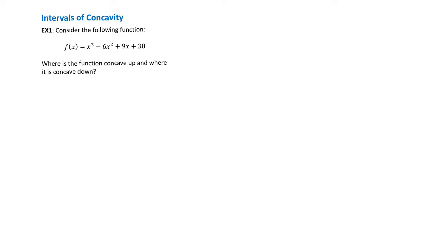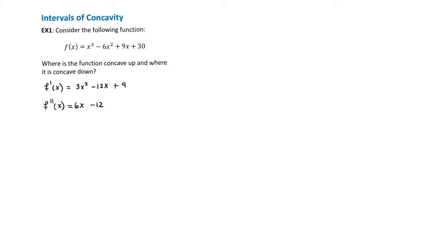We already know that if the second derivative in an interval is positive, the function is concave up there. And if it's negative, the function is concave down. So let's just go ahead and compute the first derivative and then the second derivative. F prime of x is going to be equal to 3x squared minus 12x plus 9. Then the second derivative is going to be equal to 6x minus 12.